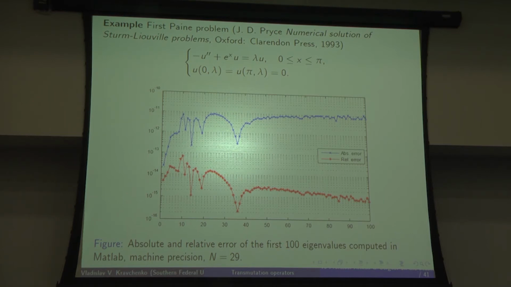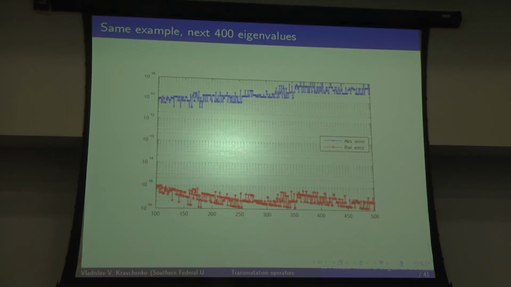Now, this is the same, but for the next 400 eigenvalues of the same Sturm-Liouville problem, again in a fraction of a second. This is the absolute error. You can see that it's absolutely uniform. And the relative error of the first 500 eigenvalues. These graphs can be continued up to 10,000 eigenvalues without any problem. No other existing method or algorithm is able to do more or less the same.